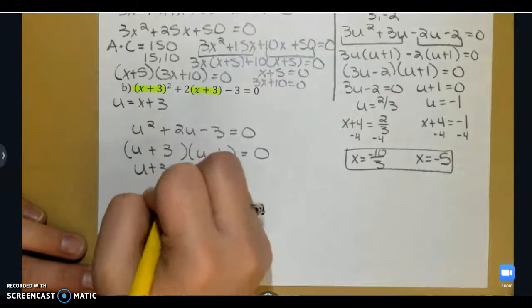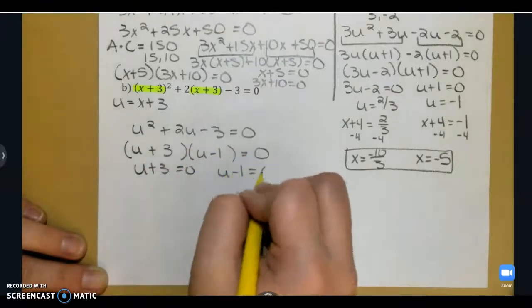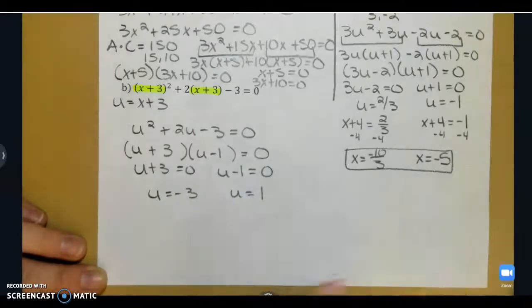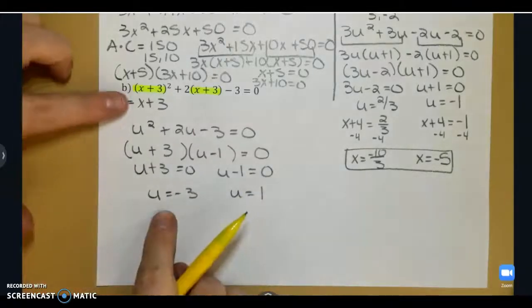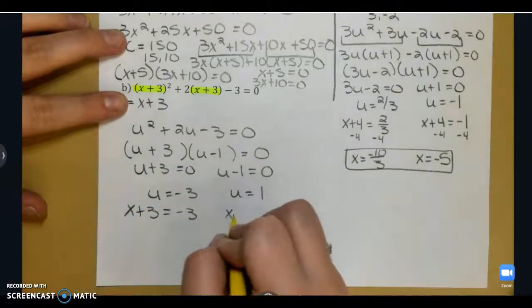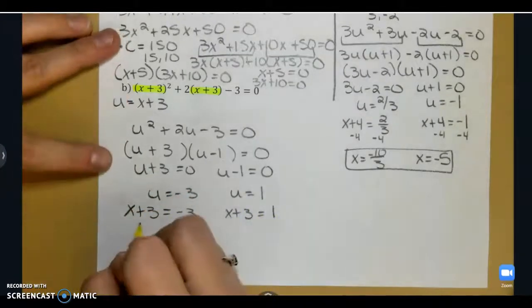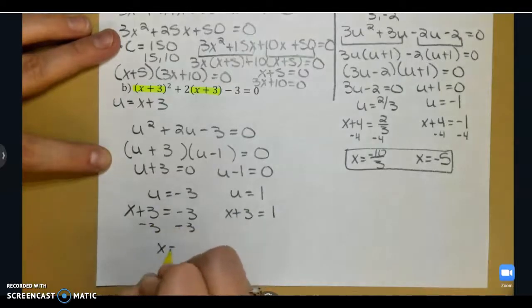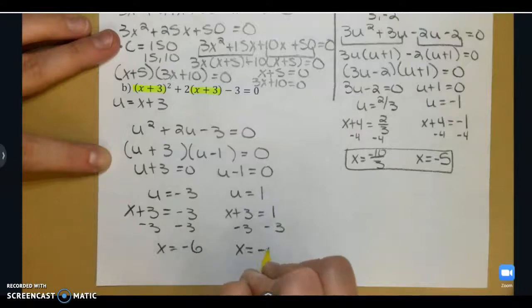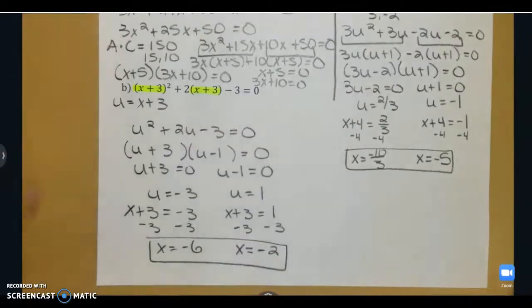So u plus 3 equals 0, u minus 1 equals 0. So we've got -3 and +1. So now that I'm at this step, I'm just going to substitute back in x plus 3 and solve for my two x values. And we have -6 and -2. Okay. Last page.